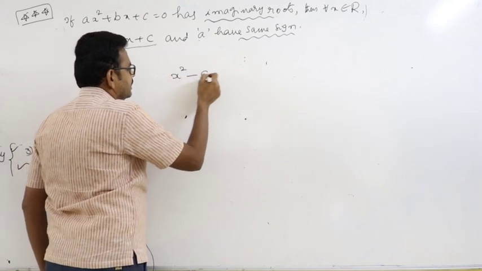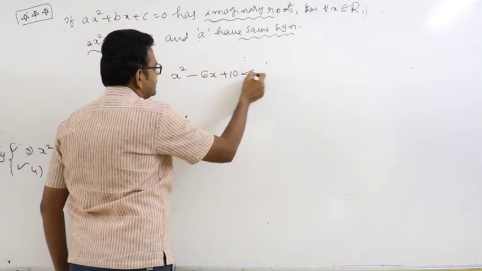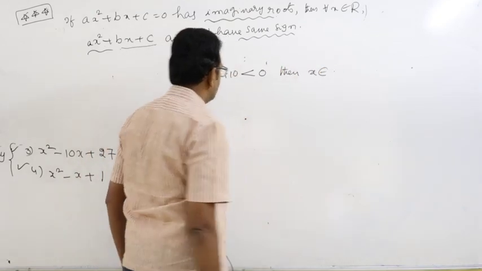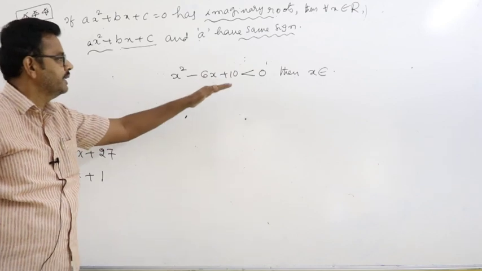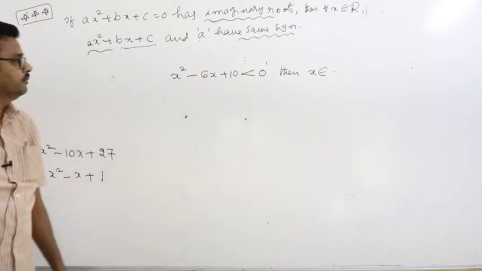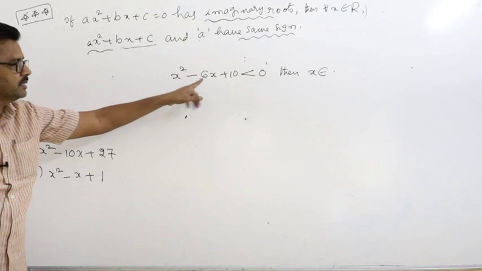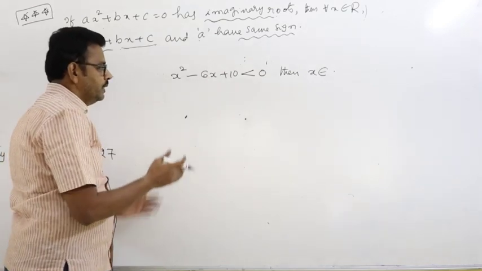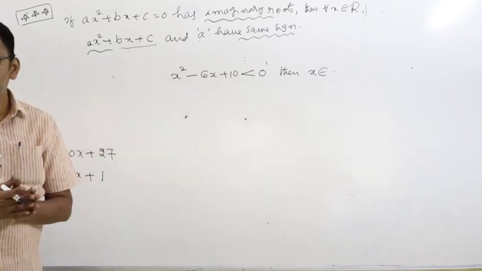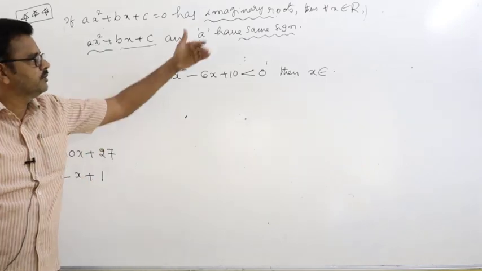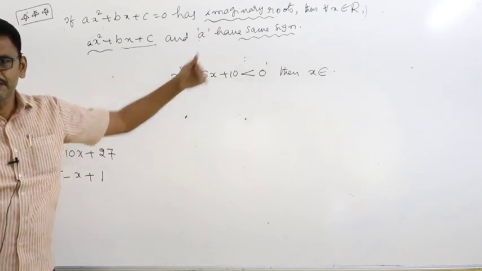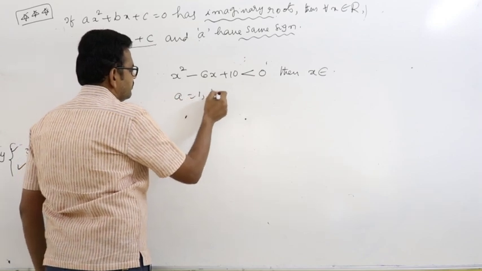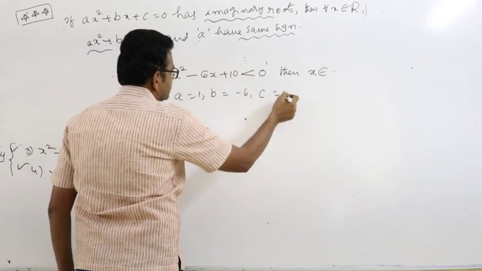Next sum. x square minus 6x plus 10 is less than 0, then x belongs to. For what values of x is the expression negative? If delta is greater than 0, you can find the factors and proceed as usual using the wavy curve method. In this one, a is equal to 1, b equal to minus 6, c equal to 10.